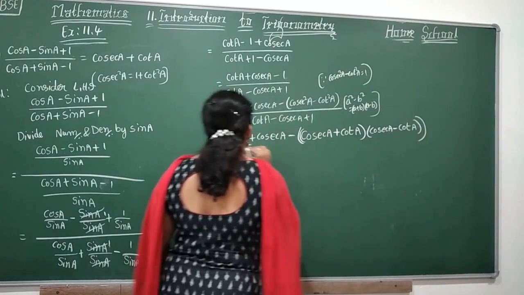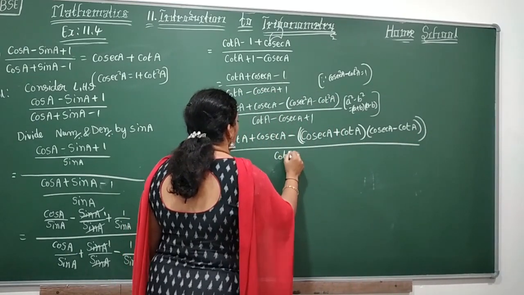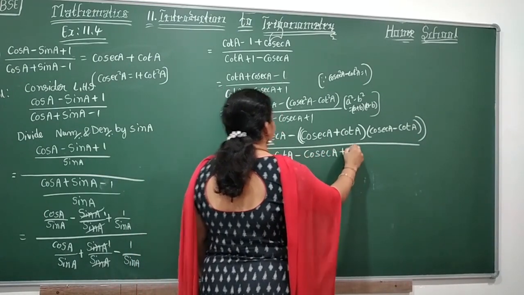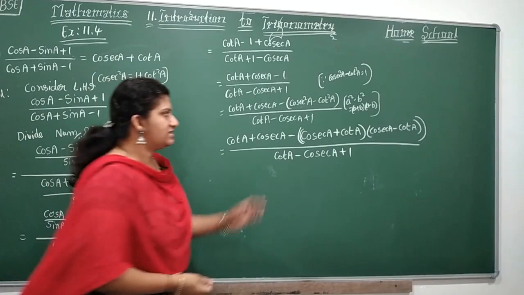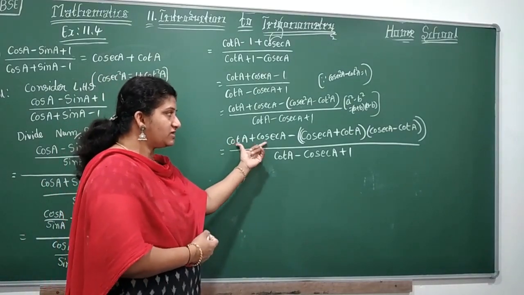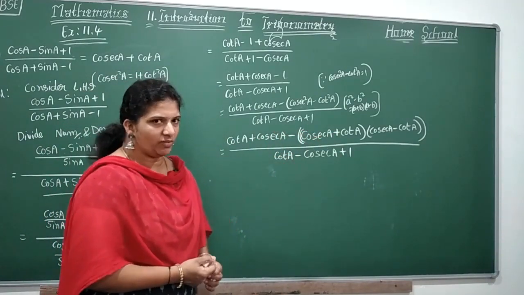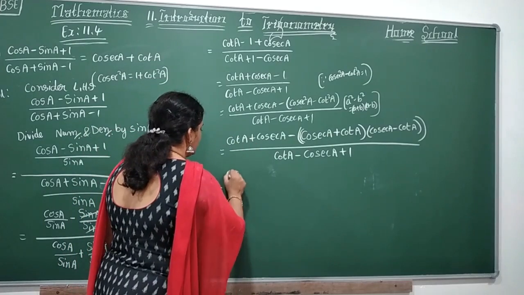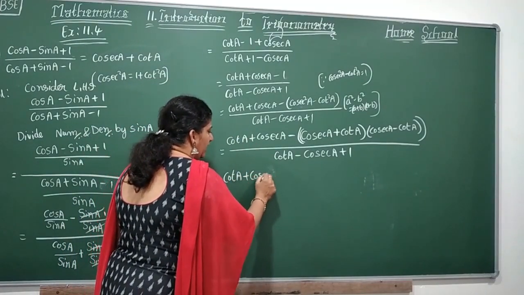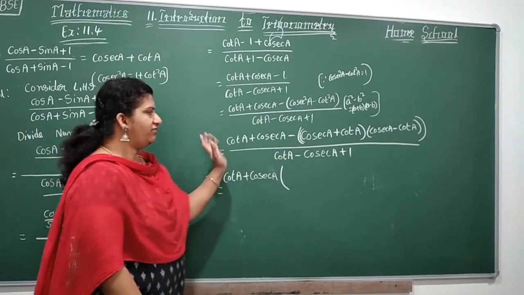So look here carefully, children. Whole divided by cot A minus cosecant A plus 1. Okay, still I didn't get the answer. But something I can see here: cot A plus cosecant A is common. Shall we take out common? Okay, cot A plus cosecant A. Take out common. If you take out common, what will be left inside?